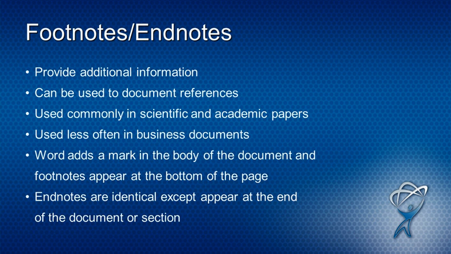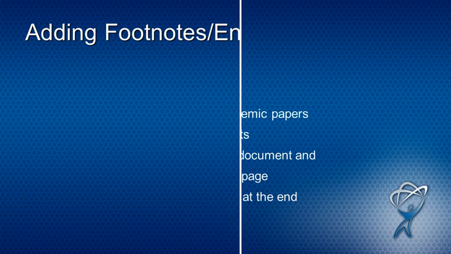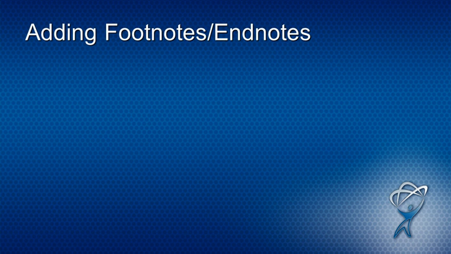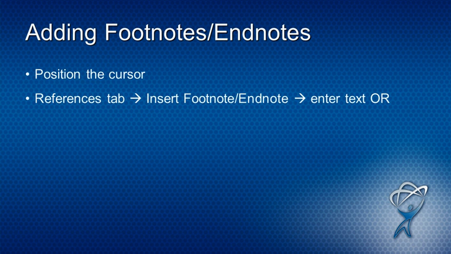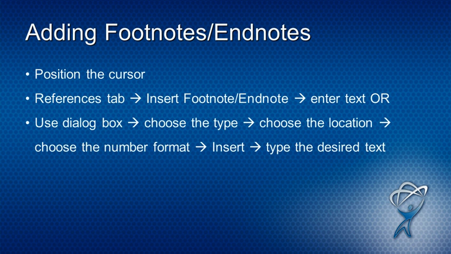When you create endnotes, you will be prompted whether you want them to appear at the end of sections if you have them in your document, or at the end of the document itself. And that's just a matter of what style guidelines you need to be following. So how do we add endnotes and footnotes? Well, first of all, we position the cursor, then we go to the References tab, use Insert Footnote or Endnote, and enter the text. Or, we can also use the dialog box.